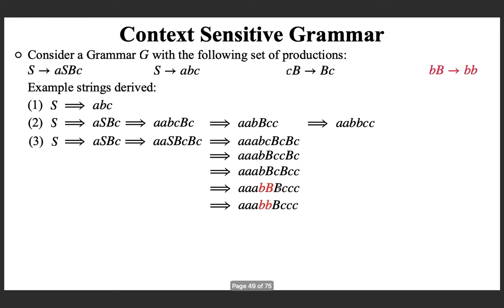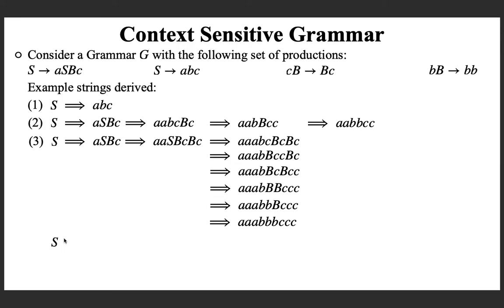And now I am going to apply the last production to replace small b capital B with small bb. Again one more time the same production to replace this small b capital B with small bb, and thus I am deriving a cube, b cube, c cube. Now you know what language this grammar is representing. Before jumping into conclusion, let us try to generalize.